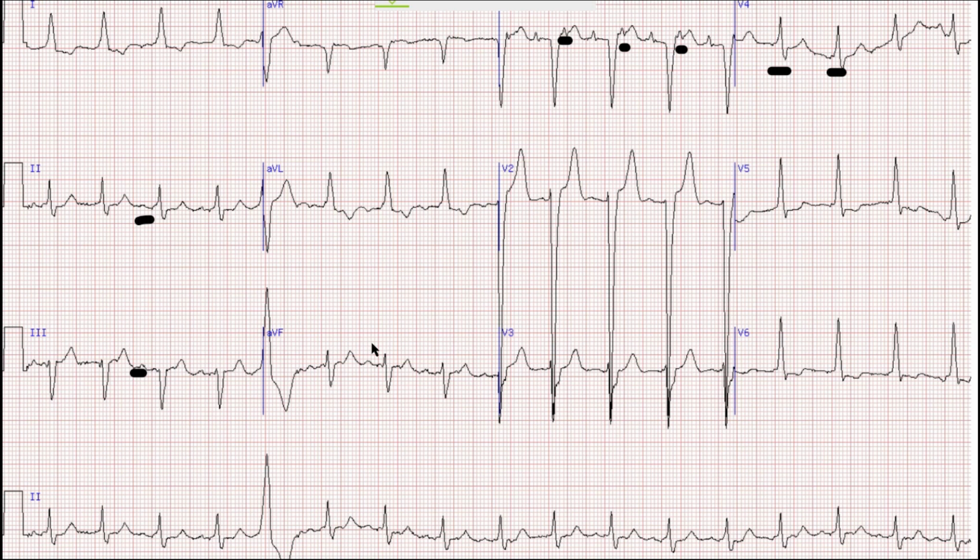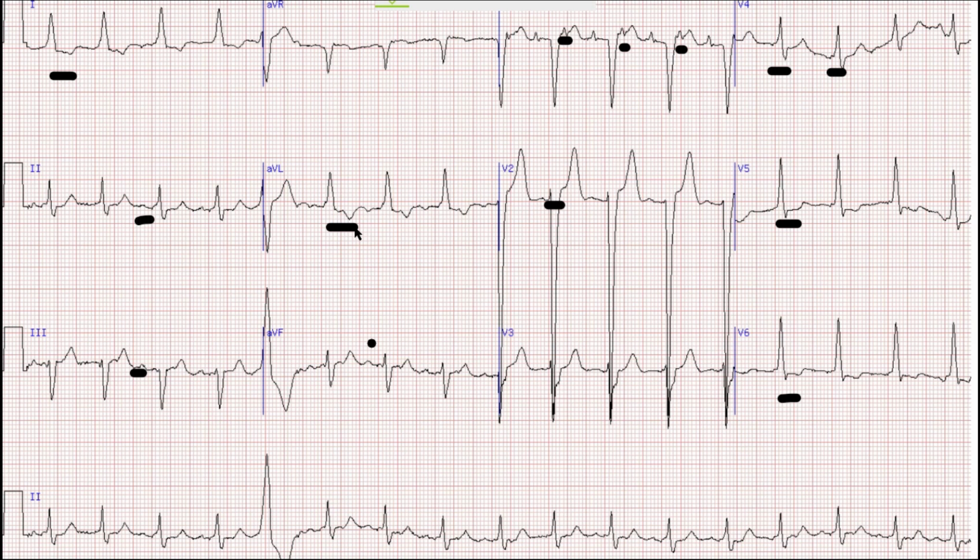Similarly, the QRS interval is borderline. It is around 3 small squares. Also, there are ST depressions in lateral leads, that is V4, V5, V6 and lead 1 and AVL. These ST depressions along with T wave inversion in this case are most likely due to left ventricular hypertrophy.